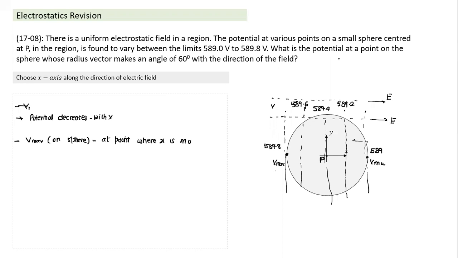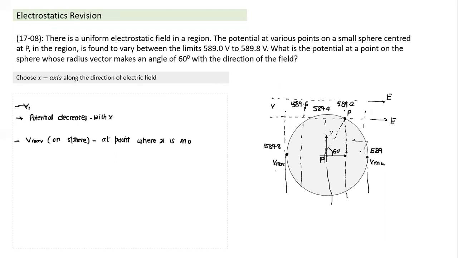What we need to do is find the potential at a point on the sphere. So whenever I have to find potential, all I need is the x coordinate. We understand here that potential changes only in the x direction, so the moment I have the x coordinate, I can find the potential. We need to find the potential at a point where the radius vector makes an angle of 60 degrees with the direction of the field. So let me draw the radius vector. This is the point where I need to find the potential, and this point's x coordinate is r by 2. I hope all of you understand.